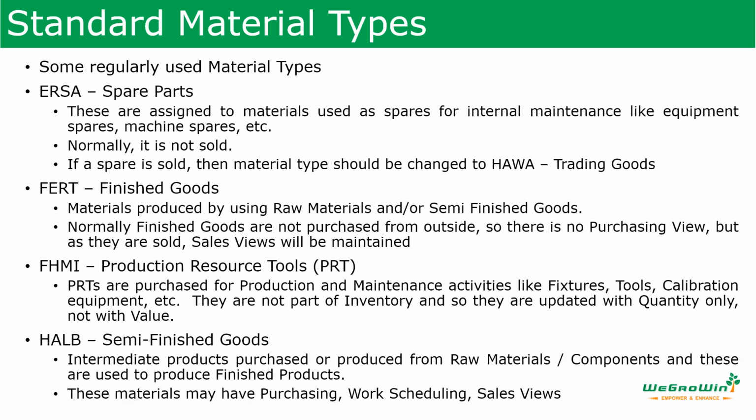HALB are the semi-finished goods. Intermediate products purchased or produced from raw materials and components, and these are used to produce finished products. These materials have purchasing, work scheduling, and sales views. A semi-finished good, if it is purchased from outside, yes. If there is no purchase, we don't need to have the purchasing view.